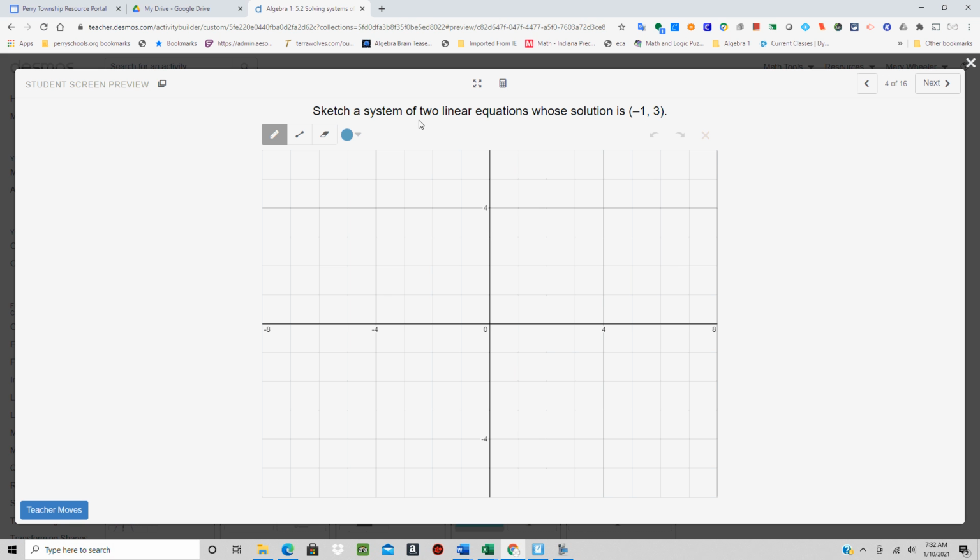On this one, kind of working backwards, they're giving us a solution that's -1, 3. And we want to sketch a system of equations that's got that as a solution. So I need to draw just two lines that go through that ordered pair. It's not even asking me to come up with the equation. I could if I wanted to, but there's a lot of different ones that you could do on this one.